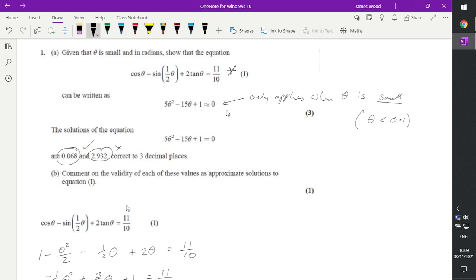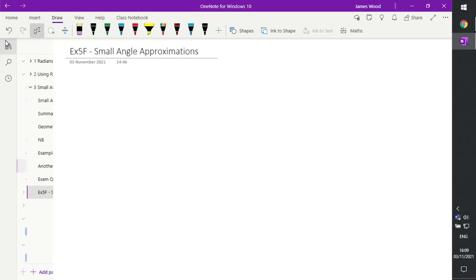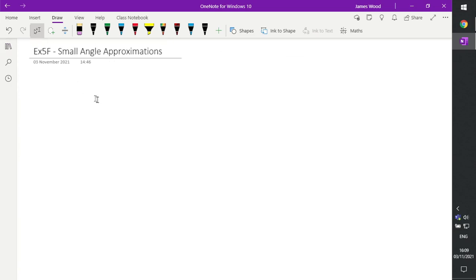So in terms of the validity, 0.068 is valid because it's a small angle. 2.932 is not valid because it's definitely not a small angle, and the equation that we simplified it to is only true for small values of θ. Okay, let's have a go at a couple of questions about small angle approximations. Have a look at exercise 5F.